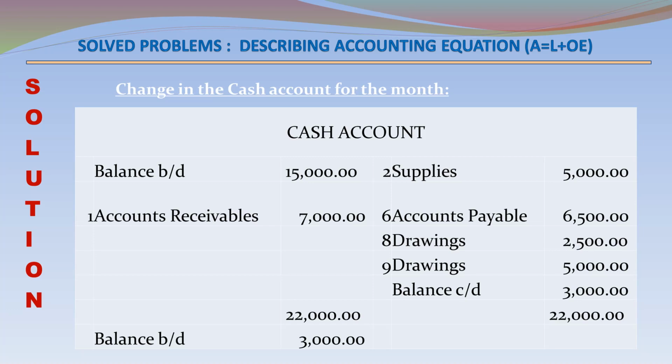Balance carried down 3,000. Total receipts 22,000. Total payments including balance carried down is 22,000. Balance brought down for the next month 3,000 on the debit side.